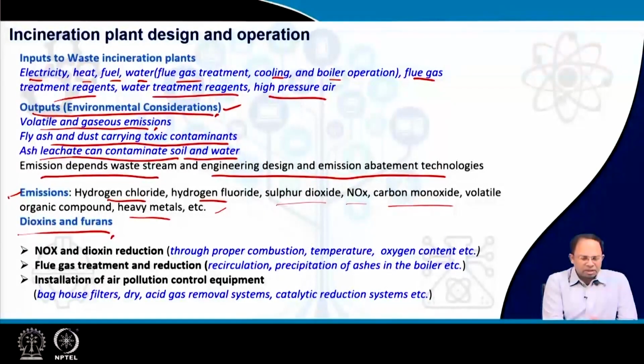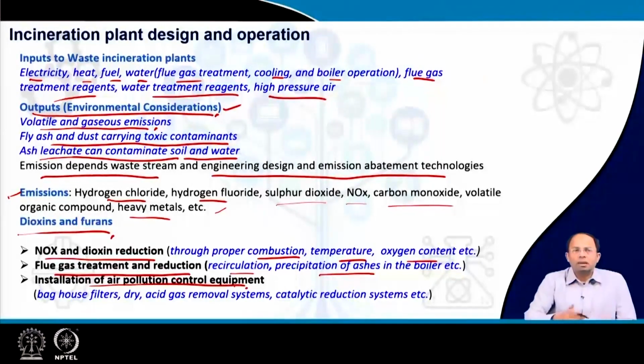So one of the primary purposes is to reduce NOx and dioxin. This could be done via proper combustion at proper temperature and oxygen content, and so we have to select the right technology for combustion for the kind of waste that we are getting. Then flue gas treatment and reduction, which is where recirculation and precipitation of ashes in the boiler happen. Then installation of air pollution control equipment. This reduces the final quality of emission that comes out of this. So for this we have bag house filters, dry acid gas removal systems, catalytic reduction systems and so on.